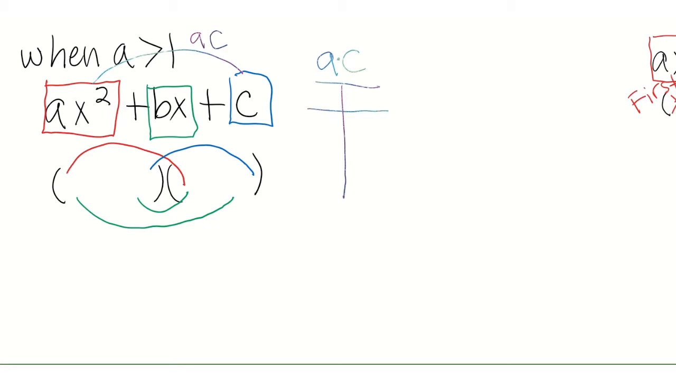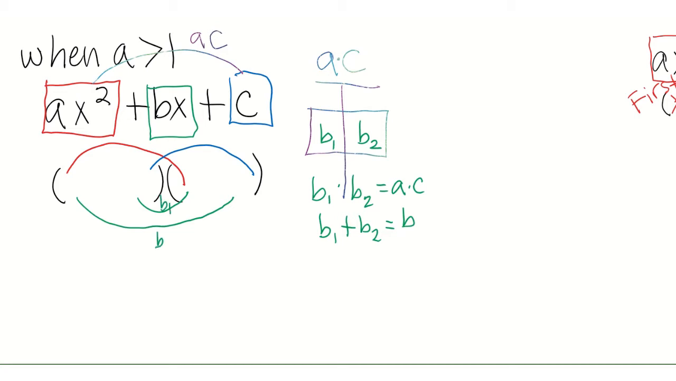And what we're looking for when I factor it, we'll call them B1 and B2, because we want these two numbers, when I multiply them together, to equal A times C, and when I add them together, to give me my B.